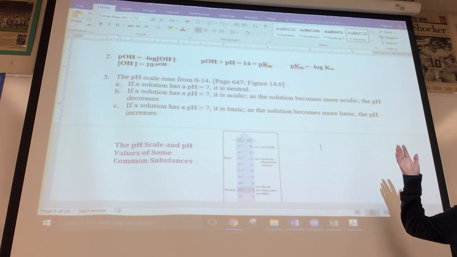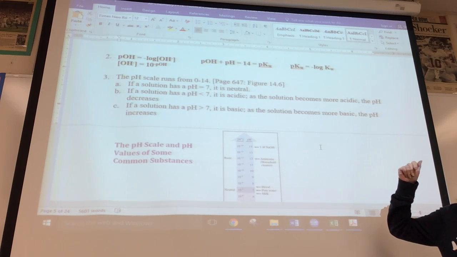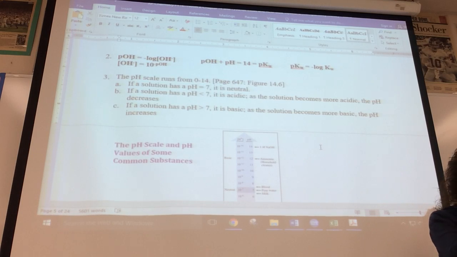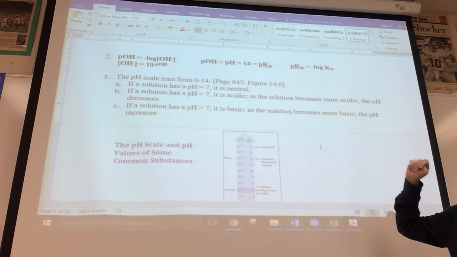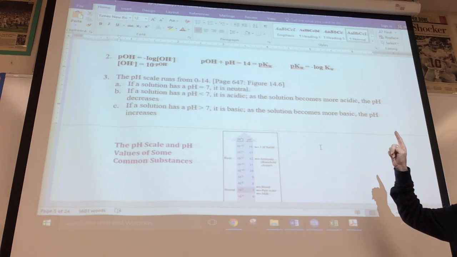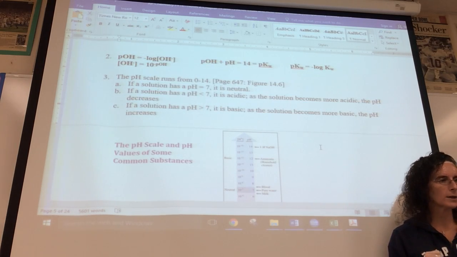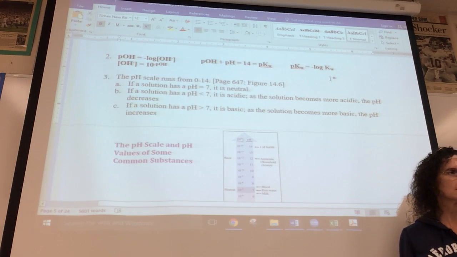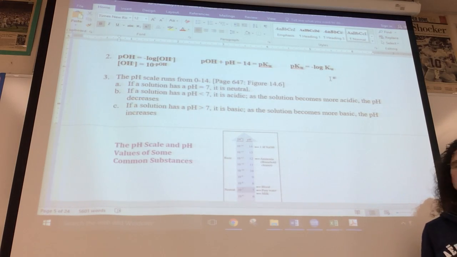Some additional formulas that we've talked about. Again, pOH, a measure of basicity, is equal to negative log of hydroxide ion concentration. If you want the hydroxide ion concentration, it's just the inverse, or 10 to the negative pOH. The sum of pOH and pH is equal to 14, and that's equal to the pKw. The pKw you can get from the negative log of Kw. Kw we established at 1.0 times 10 to the negative 14, so pKw is 14.